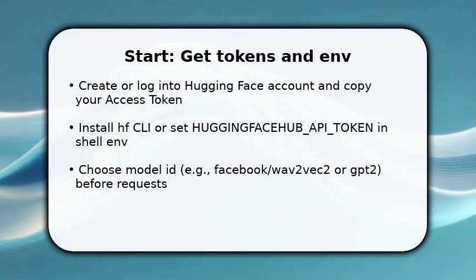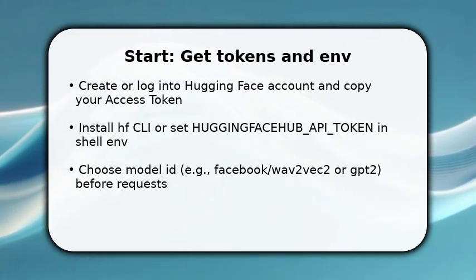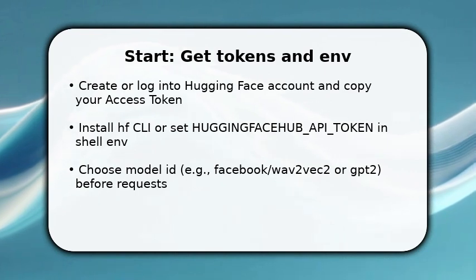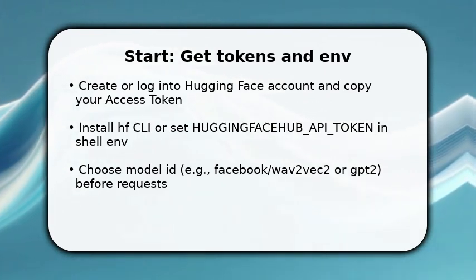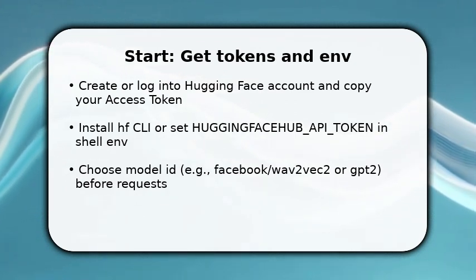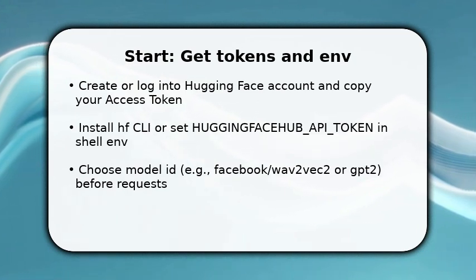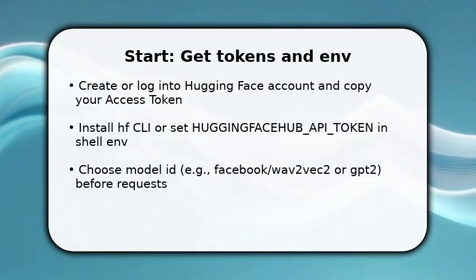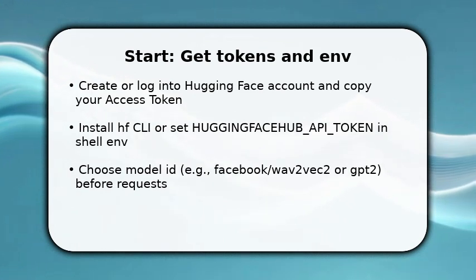You begin by securing your access token and placing it in your environment so requests authenticate automatically. Once done, install the Hugging Face CLI or the Python client with pip to get helper commands. You will also pick a model ID now, because subsequent steps depend on model capabilities and input shape.